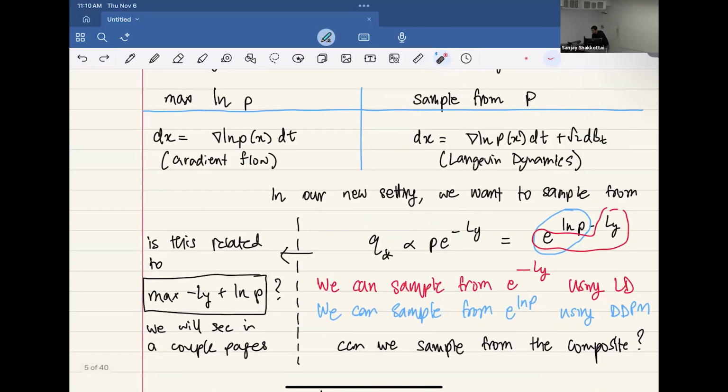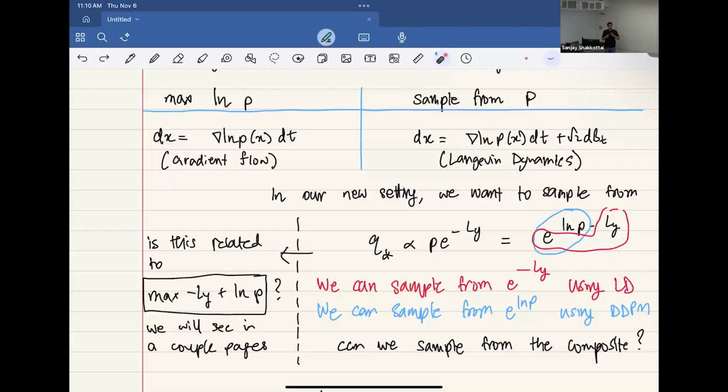The thing that we're trying to do now is we have this p times e to the negative Ly, right? The posterior from before. We know how to sample from just this part of it, right? This is the DDPM type of thing that we know how to do. And we also know how to sample from just that part of it because I told you Ly is nice enough, it's convex or something like that. If it's strongly convex, you can quickly get a sample from it using Langevin dynamics.